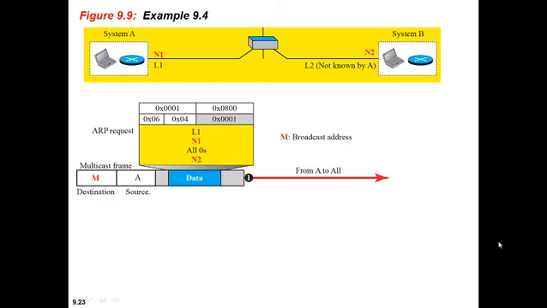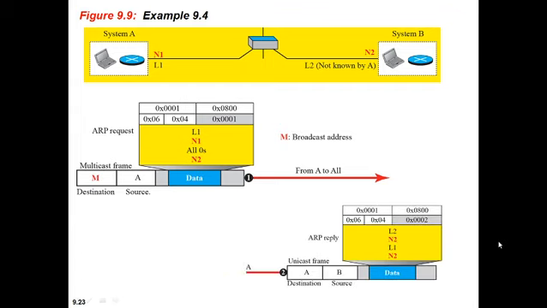At source A, it will send an Address Resolution Protocol request packet. In the network, it will broadcast this packet. You can see in this packet all zeros, which means it doesn't know the destination logical link address, and it is a request packet.